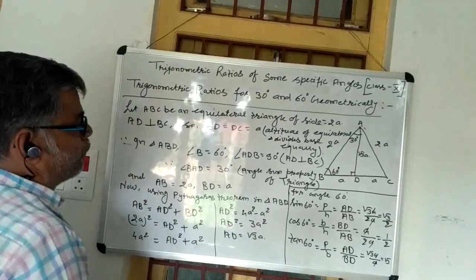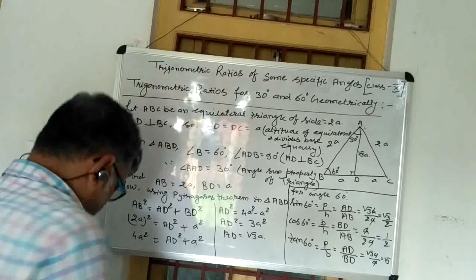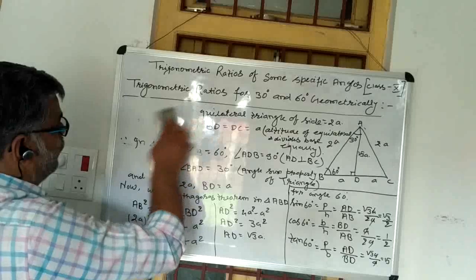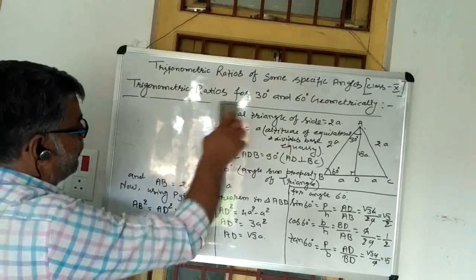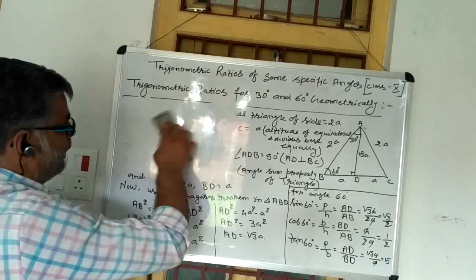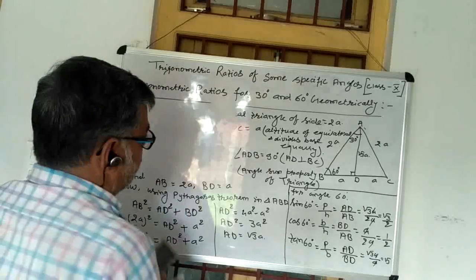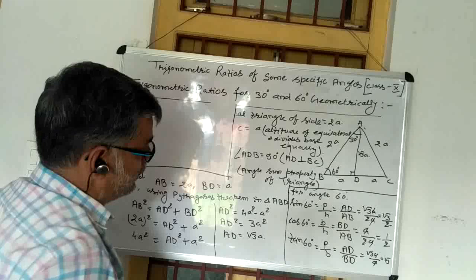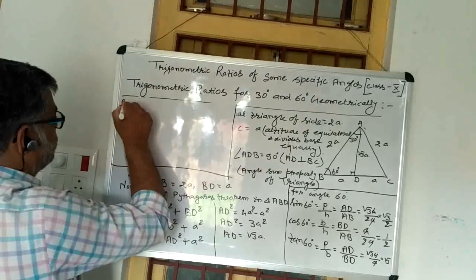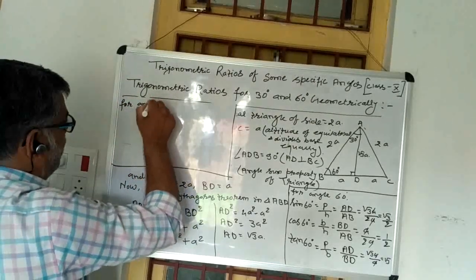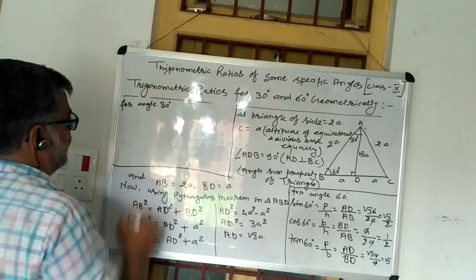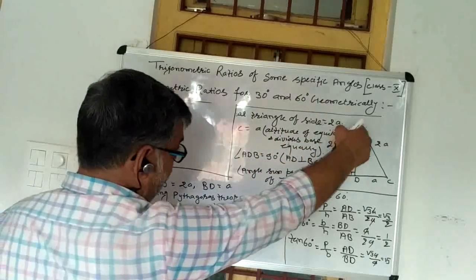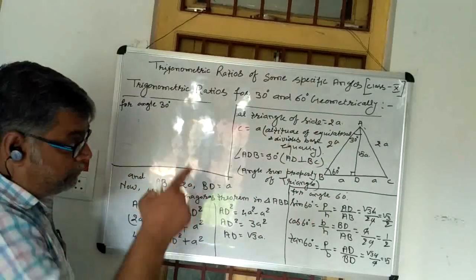So I am going to rub somewhere. Suppose here we are writing the value for 30 degree. Now see in this space for angle 30 degree. Now for angle 30 degree, our 30 degree angle is angle A, that is angle BAD.